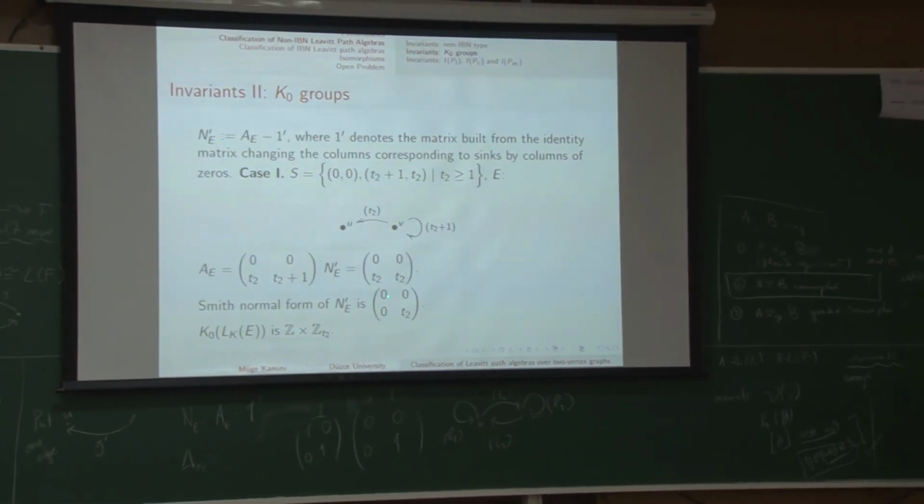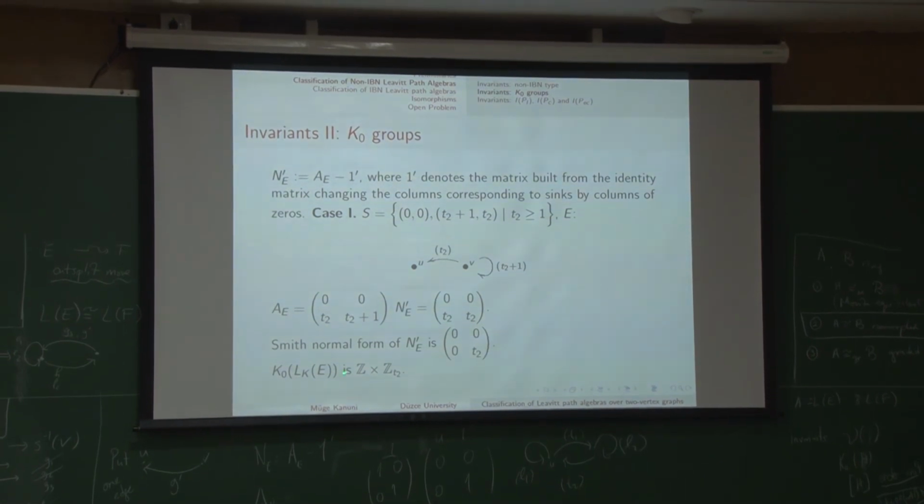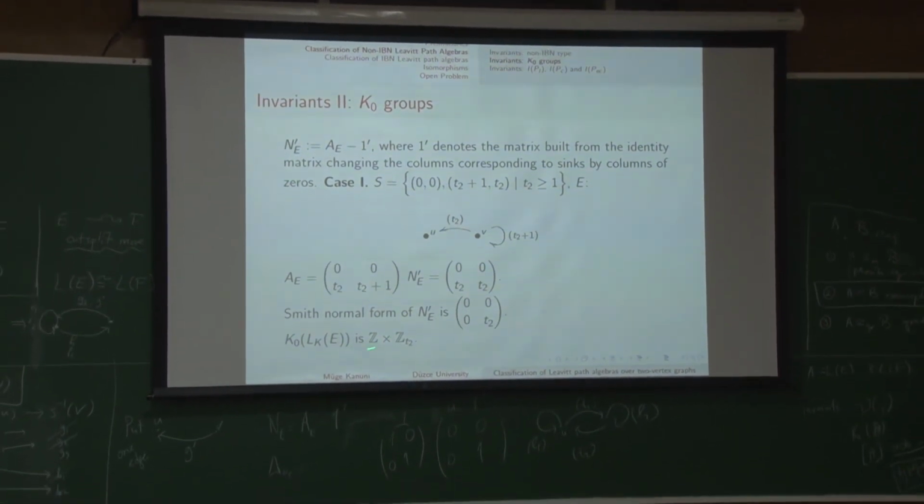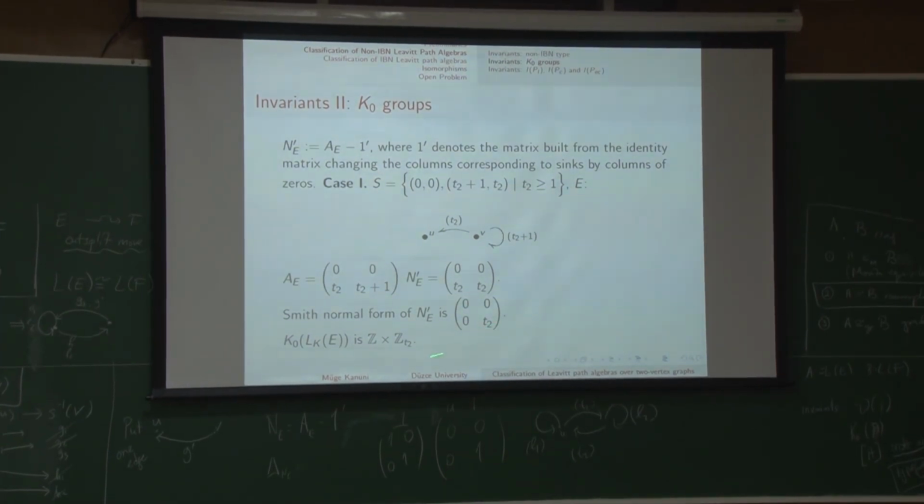This is the D1 and D2 that you get. So the Grothendieck group here is Z and Z over T2C, which is this guy. Okay, this represents it. So we found the Grothendieck group.